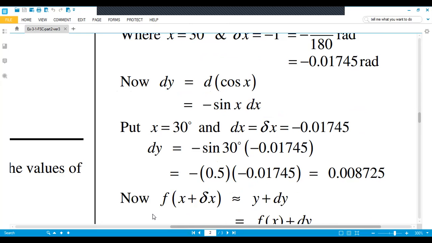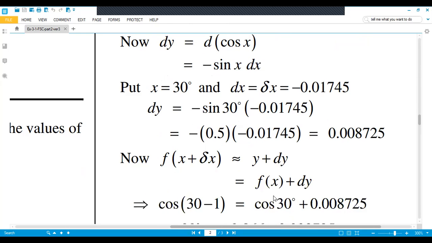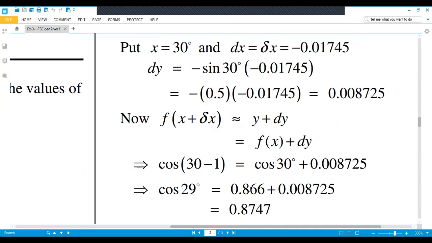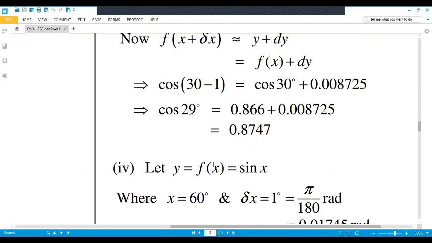Now come to the original function. The original function is x plus delta x, which is approximately equal to y plus dy. So y is what? F of x, that is cos 30, and delta x is minus 1, and the dy value we already found. The dy value is this. We put this value here. So cos 30 we find from the calculator, and add this. So both answers we will get, dy and cos 29, both we will get.